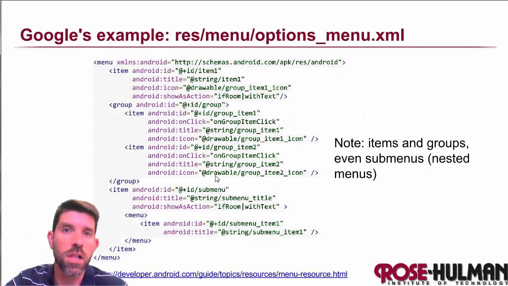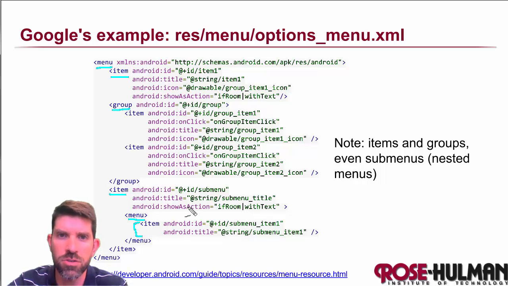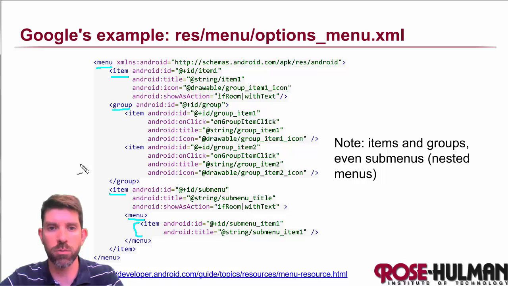Okay, Google gives lots of examples here of menus. So here's one of their options. Say I have a menu and it has an item in it, and then even a group here, a menu group, and another item. And we see that this item even has a sub-menu with another item in it, right? So this is fairly complex, but pretty easy to understand once we get going and once we look at some examples.